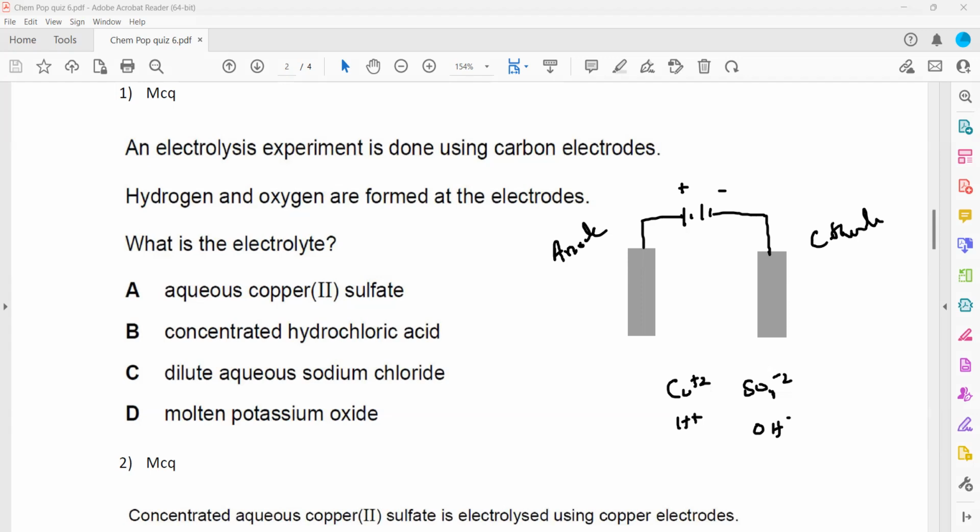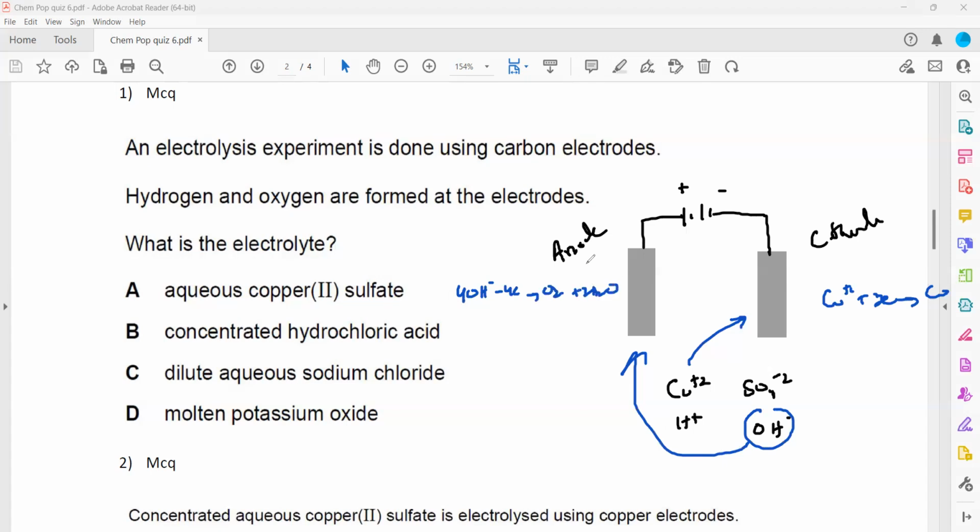When copper ion moves towards the respective electrode, as a result, what will happen? It will form copper. So there will be a formation of copper at the cathode. And sulfate, nitrate, and carbonate never move, so hydroxide ion will move there. When hydroxide ions move there, four hydroxide ions will lose 4 electrons. This will give one molecule of oxygen. So there will be oxygen, but there is no hydrogen. That's why it cannot be A. Then we check option B.